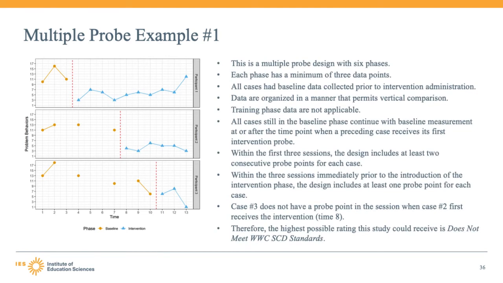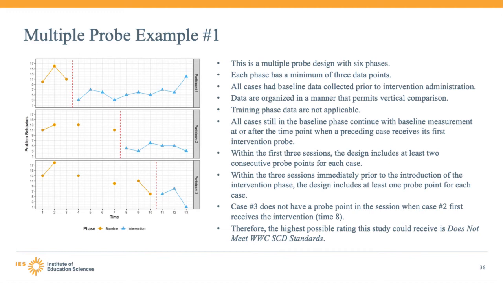If we assess the 4 additional multiple baseline or multiple probe criteria, we can confirm that the design meets those criteria because 1. Baseline data are collected prior to the intervention for any case. 2. The data are organized in a manner that permits vertical comparison. 3. Intervention phase data are collected immediately on receipt of the intervention for each case. And 4. All cases still in the baseline phase continue baseline measurement at or after the point in which a preceding case first receives an intervention probe. So here, at or after time 4 and time 8.